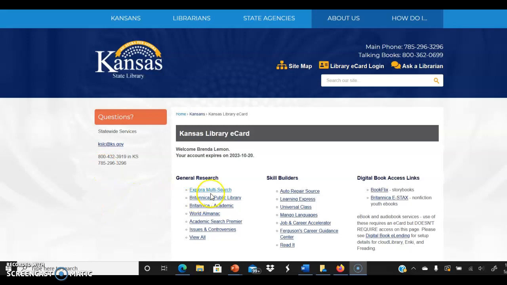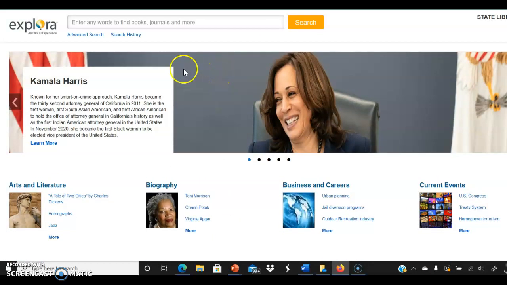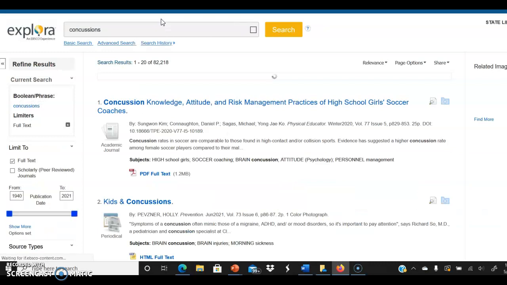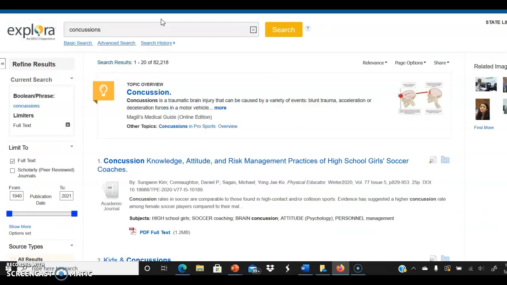So we're going to go over to Explore on Multi-Search, and this is what it'll show us. On the search page, in the search box, you can put whatever topic that you want to learn. So I would like to learn about concussions. And concussions are prolonged injuries to the brain that take a long time to heal, which is something that a lot of athletes get, but it can happen to anybody.